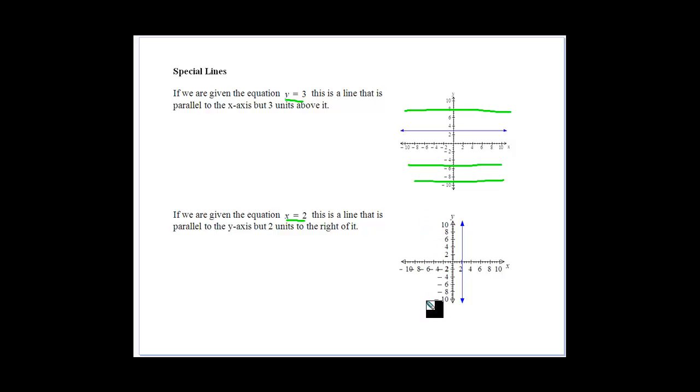So that's why we're able to get those two particular special lines. So be aware when you do see these, and what they mean, and you're able to accommodate the questions that are involved at that time.